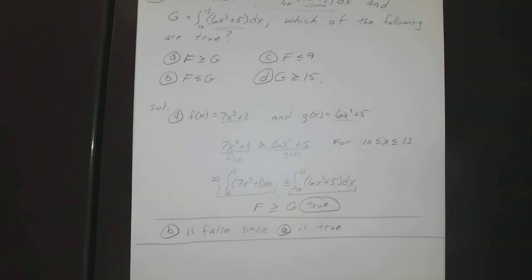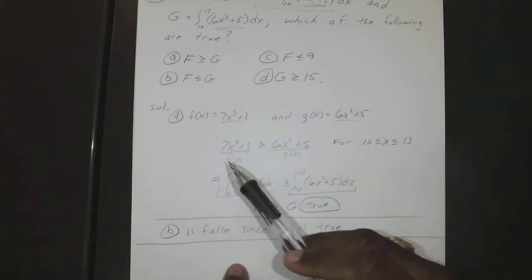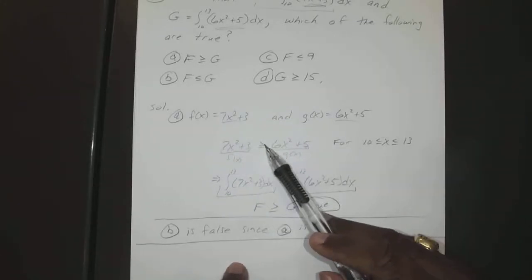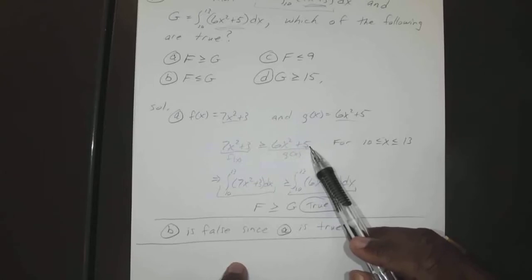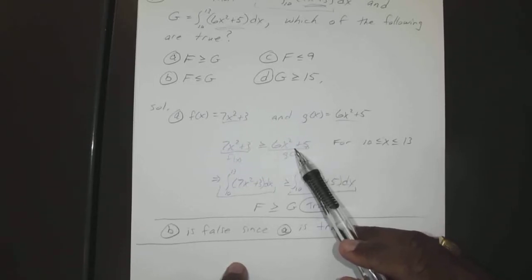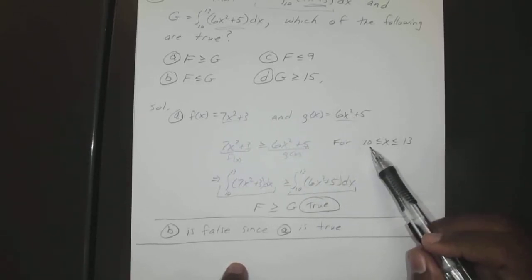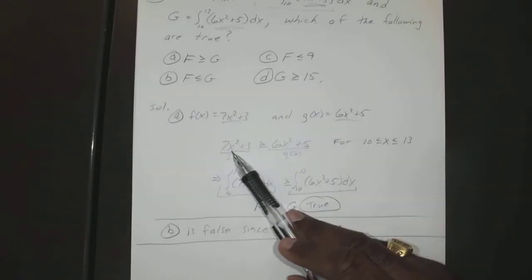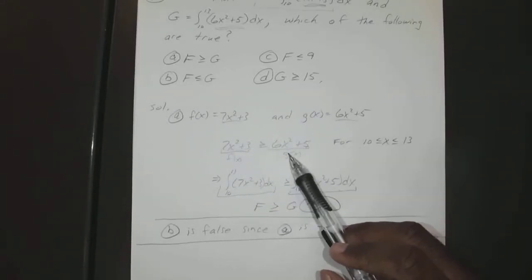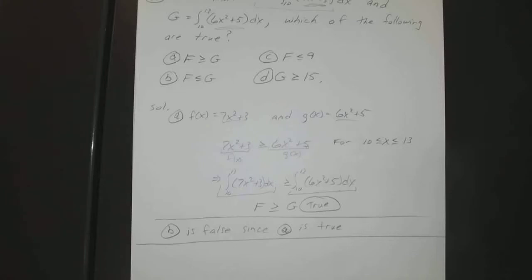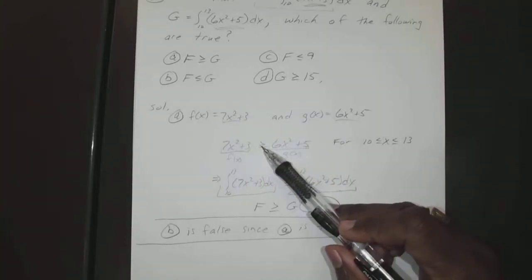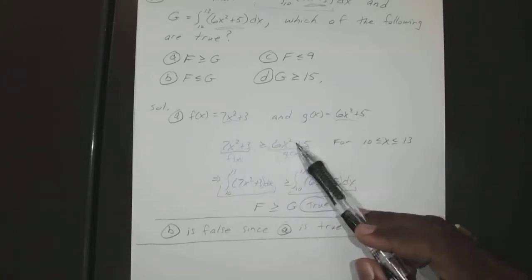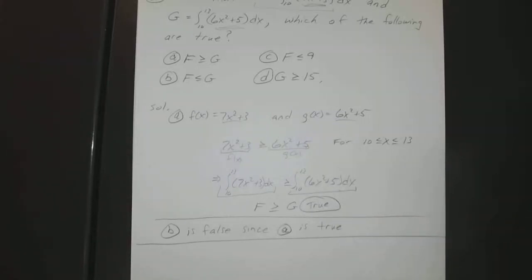So if you had something like 7x squared plus 3 is greater than or equal to 6x squared plus 3, it would still be true, but if you changed your integral from 0 to, say, 0 to 2, then it would be equal if x was 0. So as long as you have that equal to, it would have still been true, but if that would have just been greater than, you would have had two equal values at 0, so it would have been false.